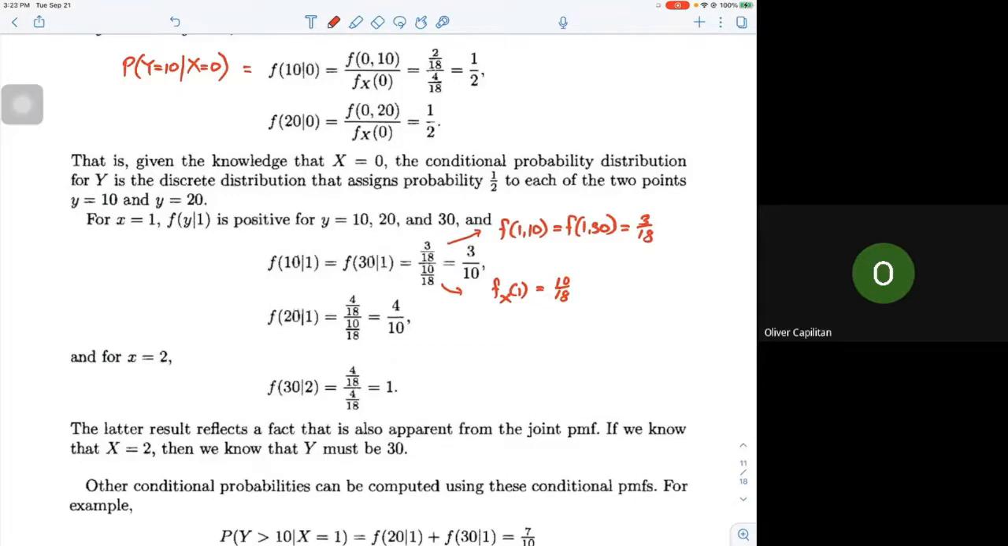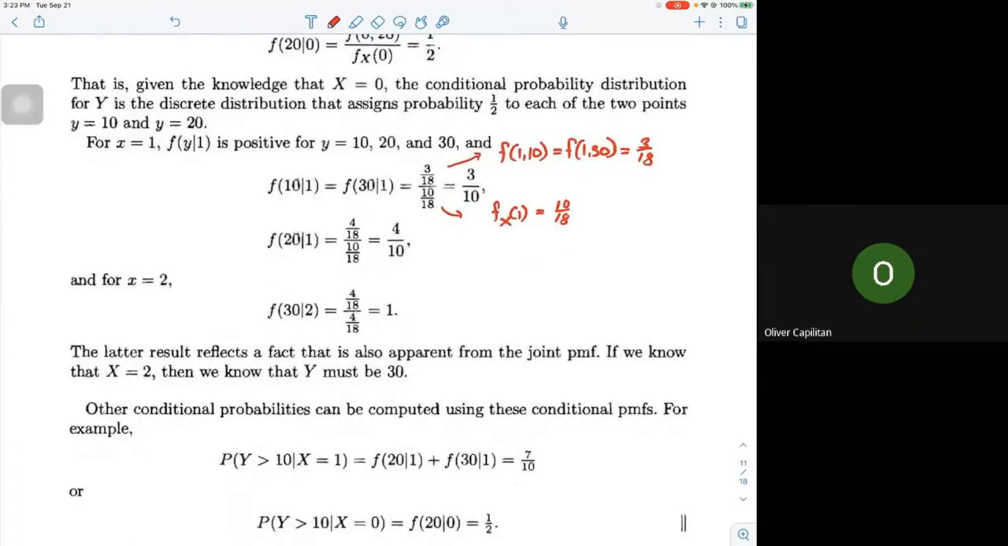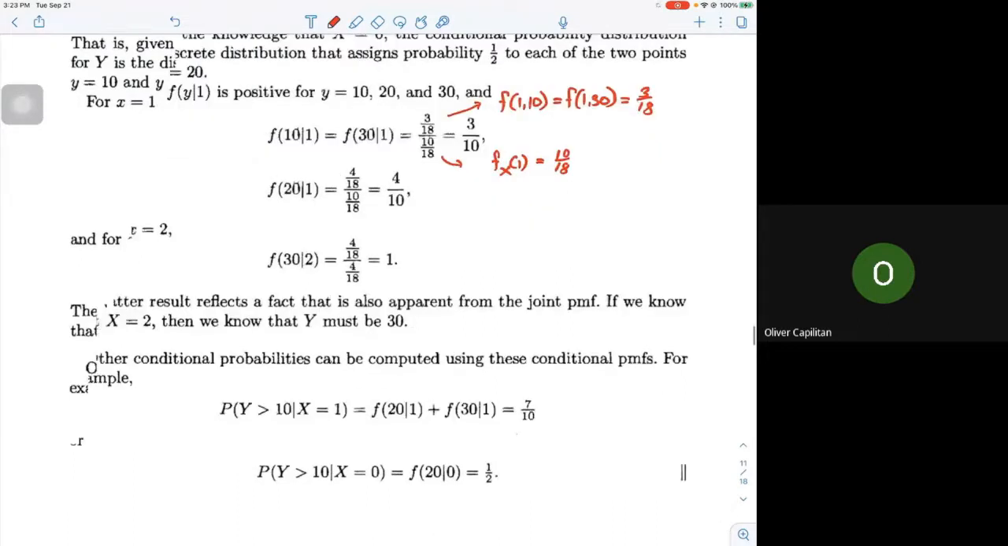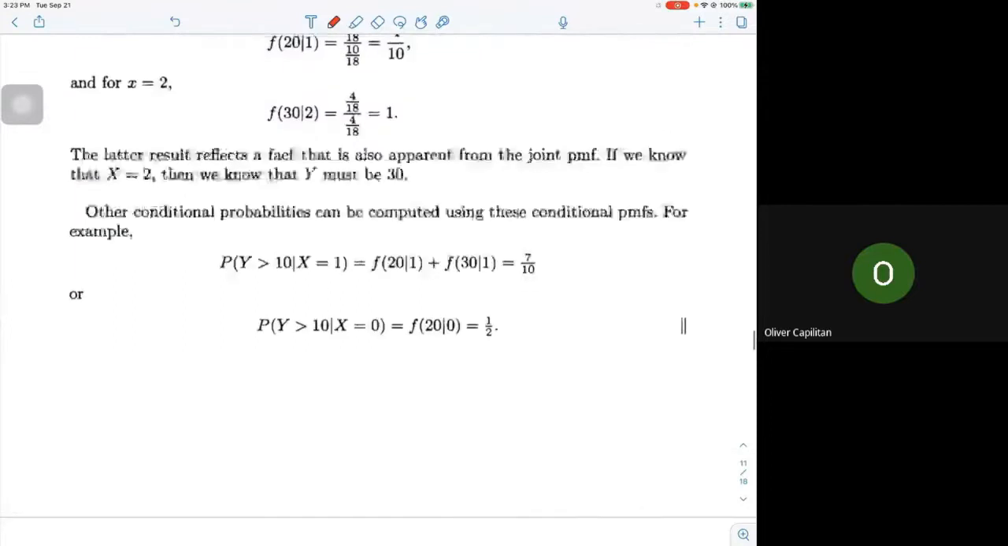Then lastly, for x is equal to 2, we have the answer equal to 1. Since we have already computed the conditional PMF of y given x, we can use this conditional PMF to compute other probabilities. So other conditional probabilities can be computed using this conditional PMF.